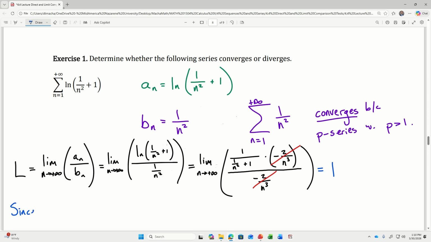Since L equals 1, we know that my original series, the one I care about, converges by the limit comparison test.